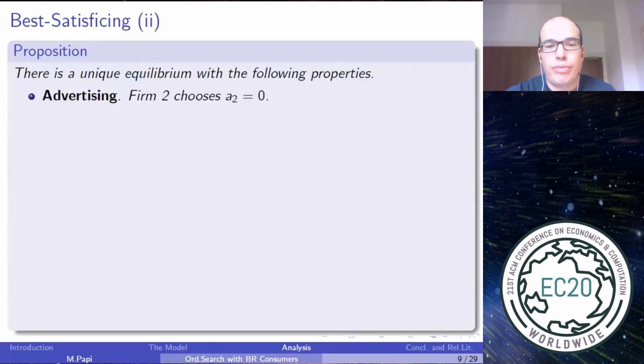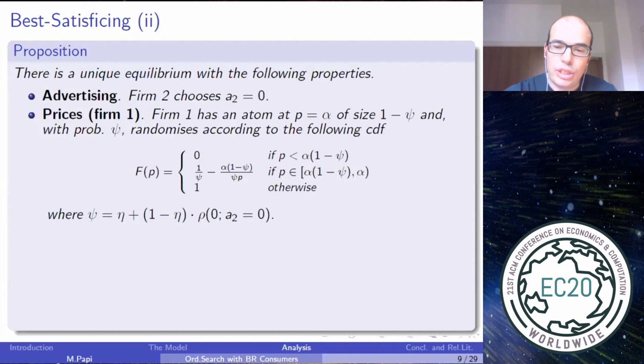There exists a unique equilibrium with the following properties. In terms of advertising, firm two will choose clearly not to advertise because its objective is to make the consumers as search active as possible. In terms of pricing strategies, as far as firm one is concerned, firm one has an atom at alpha. Remember, alpha is the high aspiration price of size 1 minus psi. And with residual probability, firm one randomizes according to the following CDF. Now observe that the support of this CDF is a connected interval whose supremum is indeed alpha, the high aspiration price, and whose lower bound is a positive price smaller than alpha.